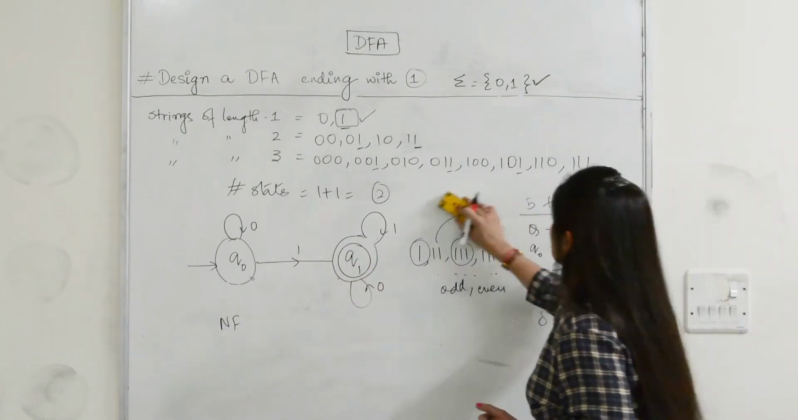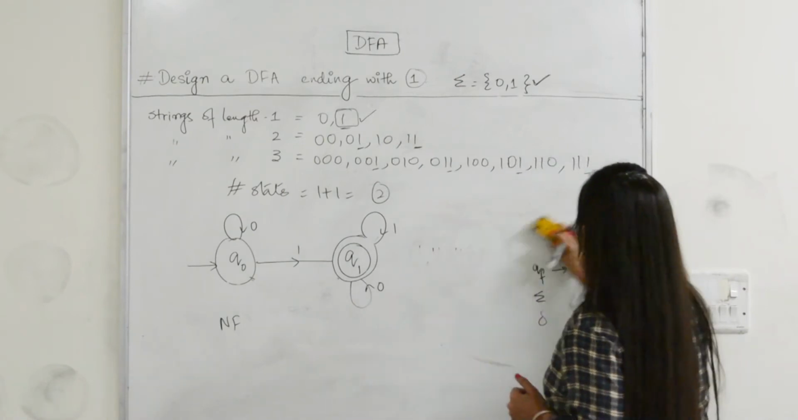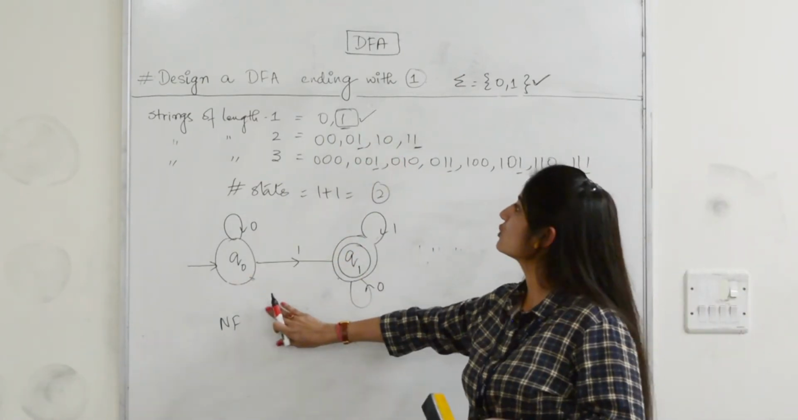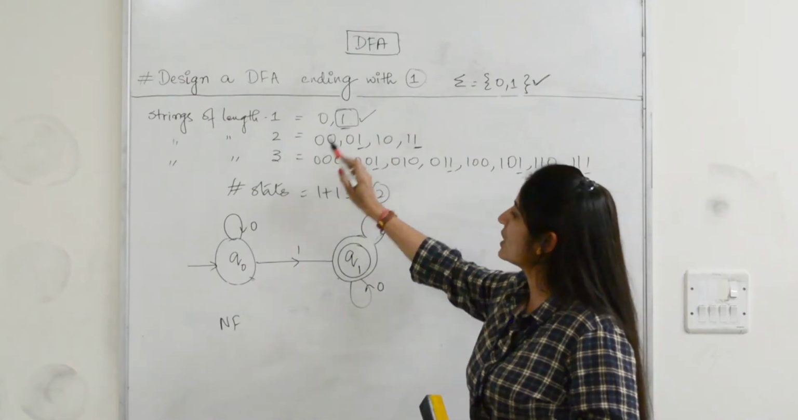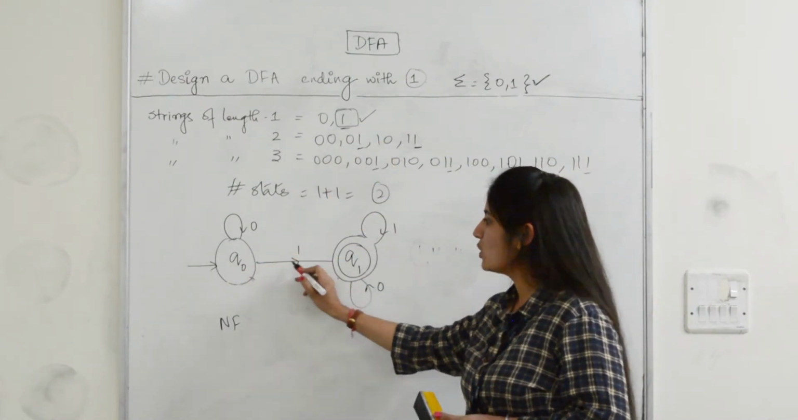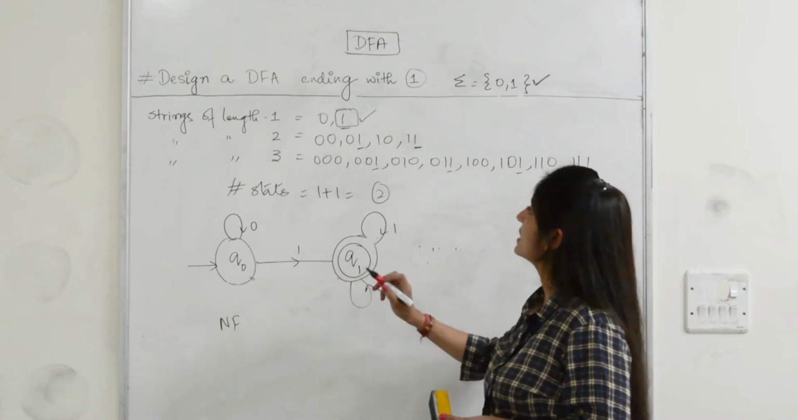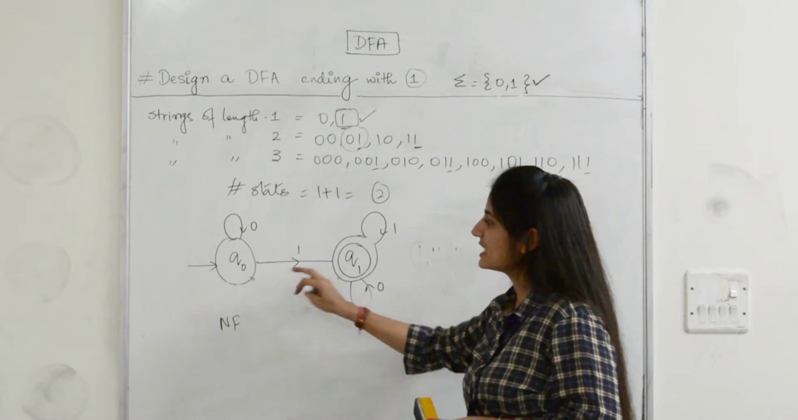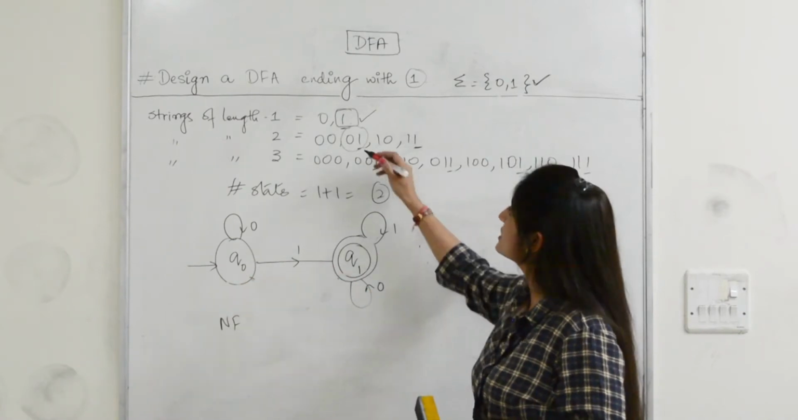Now what is this next step? What we will do is, we'll verify whether these strings are accepted by this DFA or not. Now pick up this first string 1. Starting from the initial state, reaching to the final state, 1 is accepted. Now coming to 0, 1. Starting from the initial state and reaching to the final state, 0, 1 is accepted.